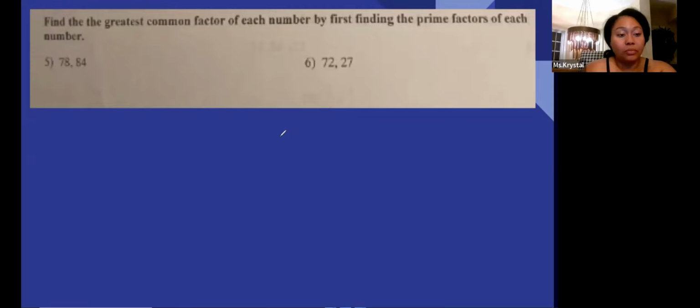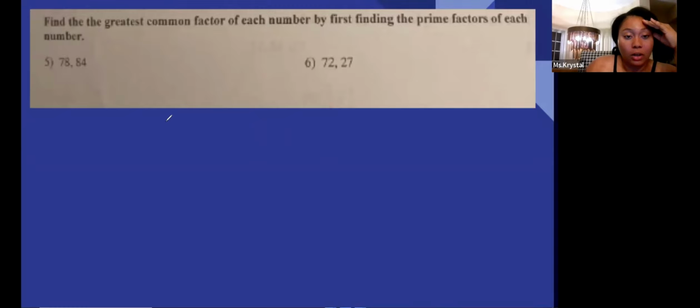So, first we're going to find the factors of 78 and 84. What we're doing is comparing, okay? So with prime factorization, we need to break down each number into its prime factors. And then we are going to figure out which of the prime factors they have in common, and then we multiply those together, okay?